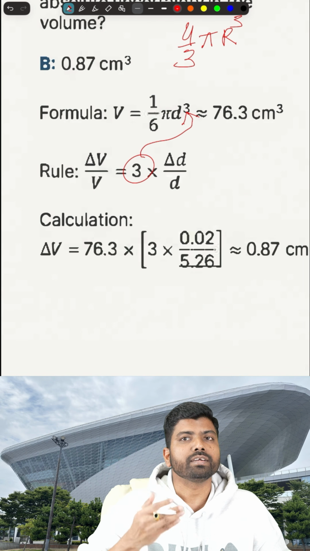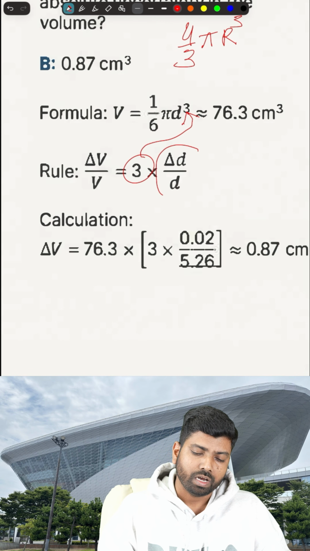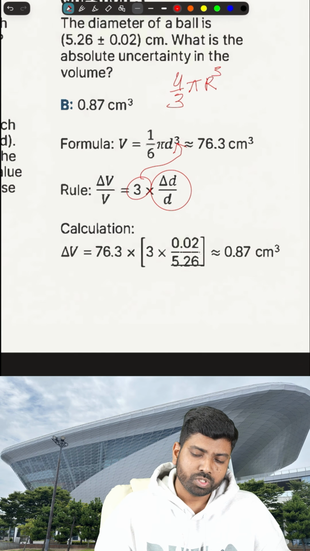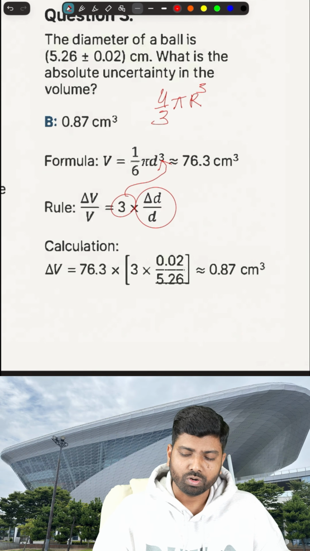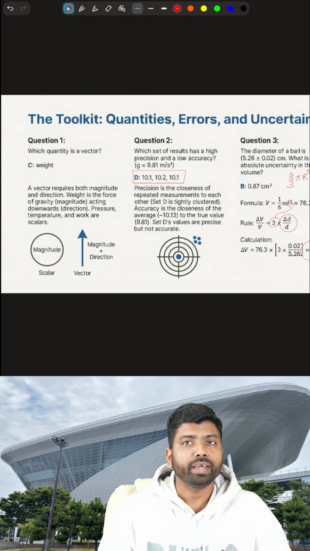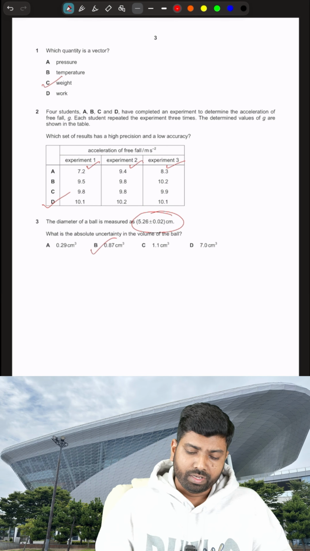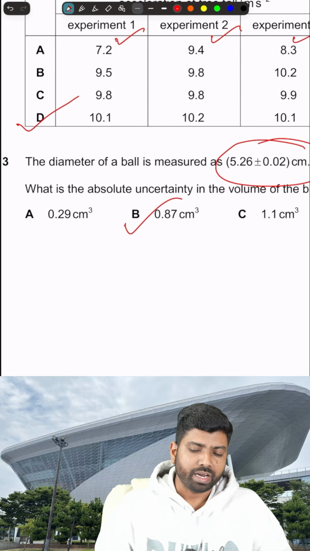So here it is added 3 times. That is why we are writing 3 times delta D upon D, right? So after substituting all the values, we got the value 0.87. I think, is it clear to all? If you have any doubt or any queries, can you please write in the comment box so that I can see your queries. So option B is the right answer here.